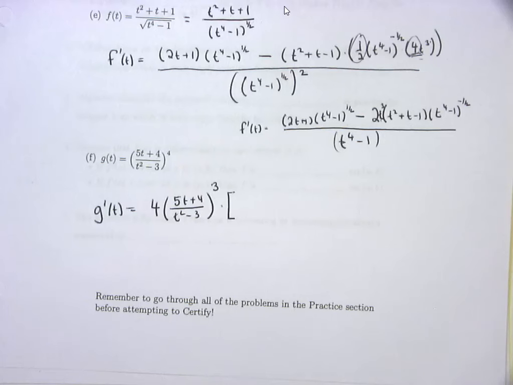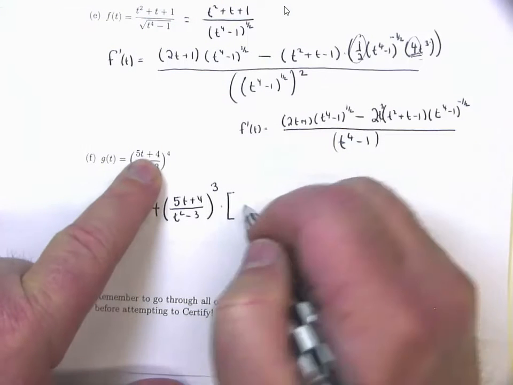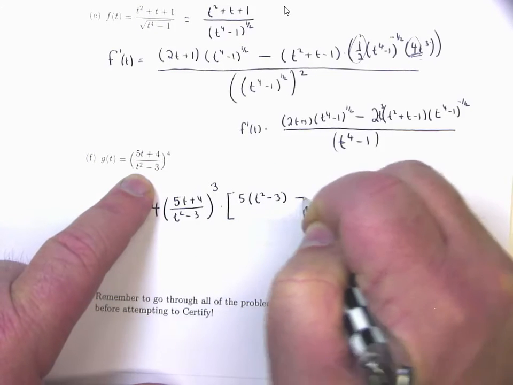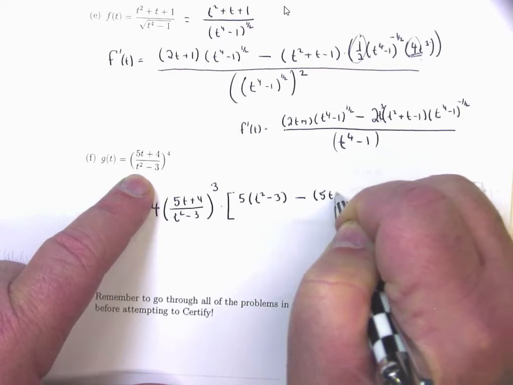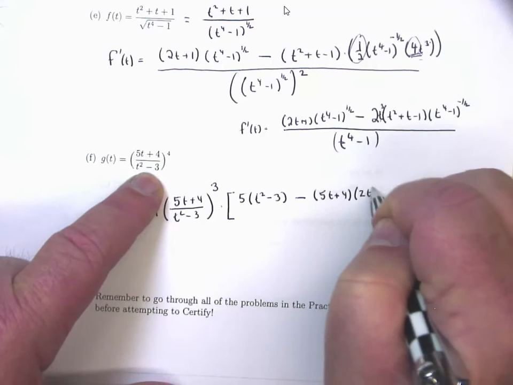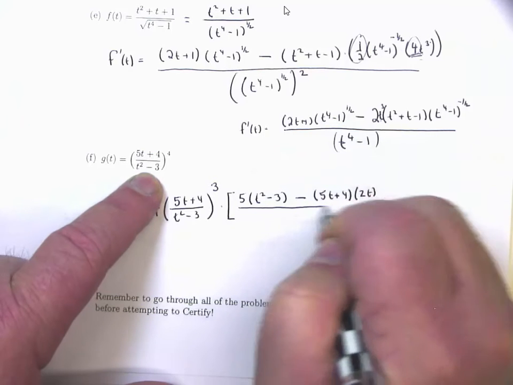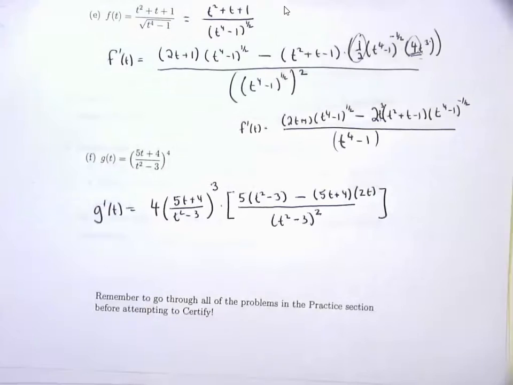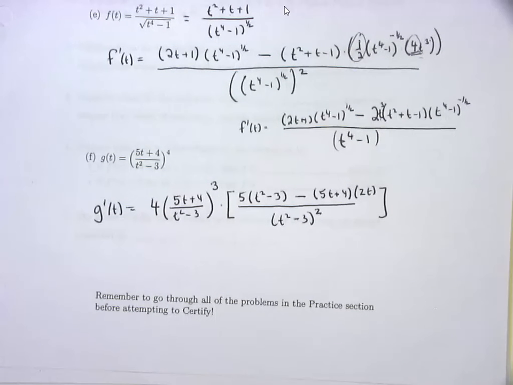Quotient. Derivative of the top times the bottom minus the top times derivative of the bottom, all over the bottom squared. Derivative of the top. What's the derivative of 5t plus 4? 5. Derivative of the top times the bottom, t squared minus 3, minus the top, 5t plus 4, times derivative of the bottom. What's the derivative of t squared minus 3? 2t, all over the bottom, t squared minus 3 squared, the bottom squared. And there is my quotient rule in action. Does that make sense?